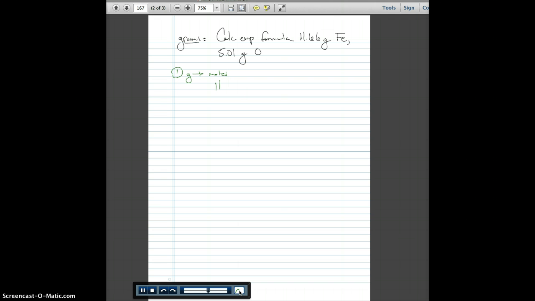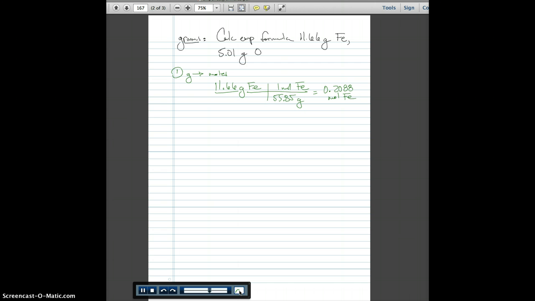We have 11.66 grams of iron, and we're going to divide that by the molar mass of iron, which is 55.85 from the periodic table. When we divide that, we get 0.2088 moles of iron in this sample.